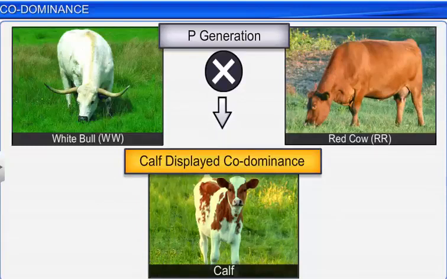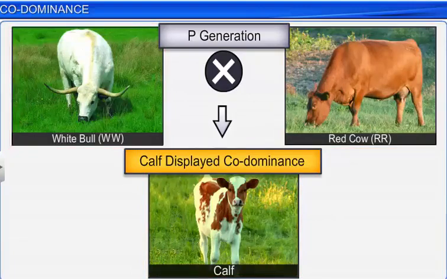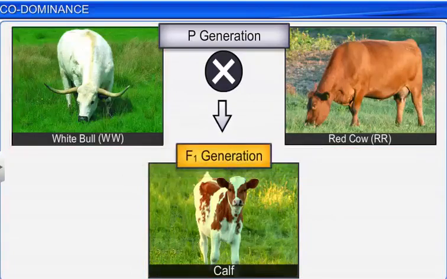Codominance refers to a situation where a heterozygous organism has a phenotype that demonstrates traits from both dominant as well as recessive genes. A codominant trait is not blended but is independently and equally expressed.